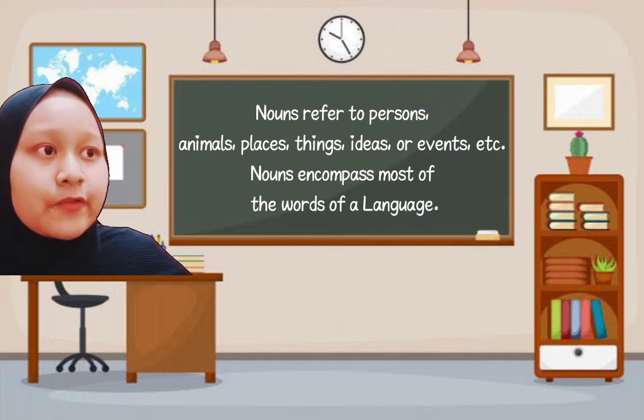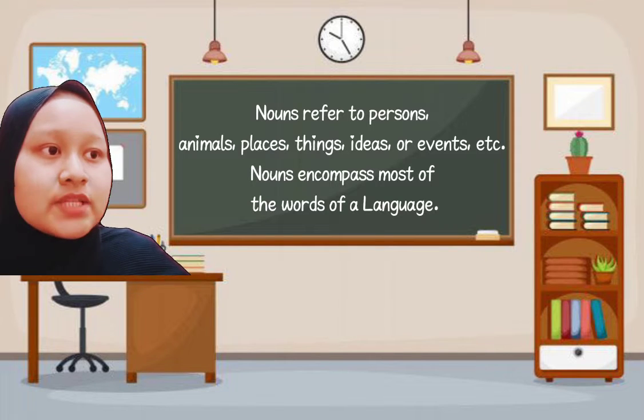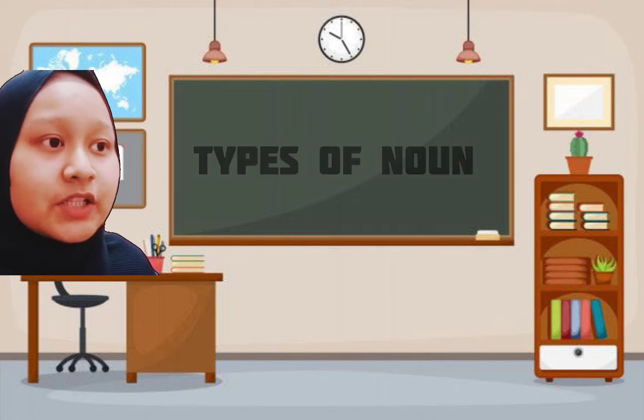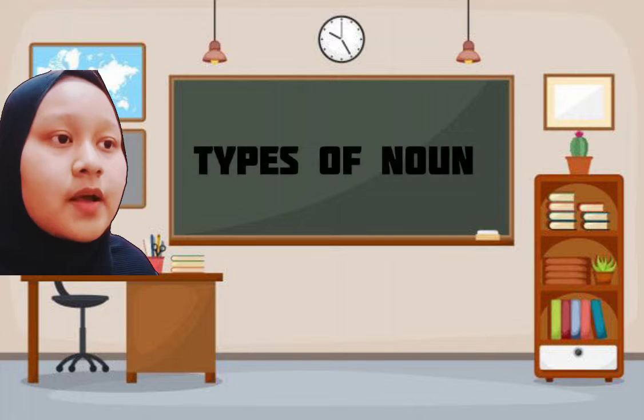So guys, first I would like to explain about noun. Noun refers to person, animals, place, things, ideas, or events. Nouns encompass most of the words of language. There are also some types of nouns.